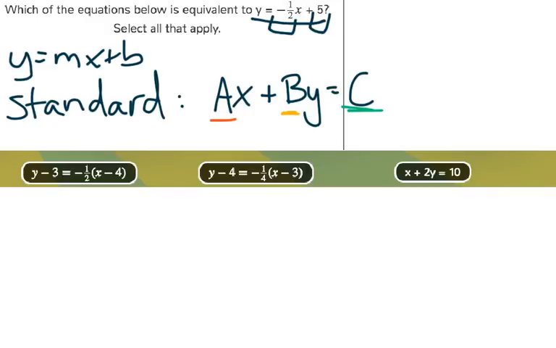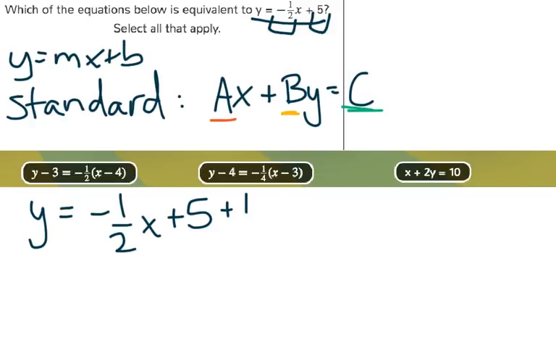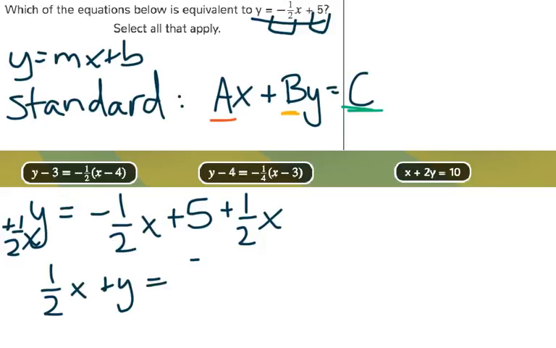If I want to convert my y equals negative 1/2 x plus 5 to standard form, I'm just going to use my properties of equality to do so. So let's try to get x onto the other side. If I add 1/2 x to both sides, I get 1/2 x plus y equals 5.